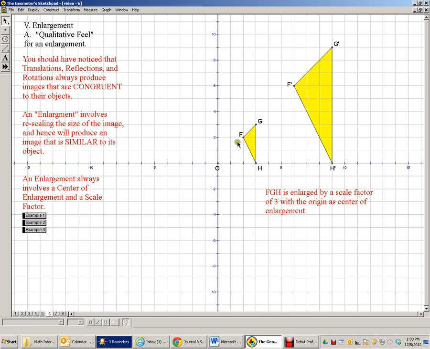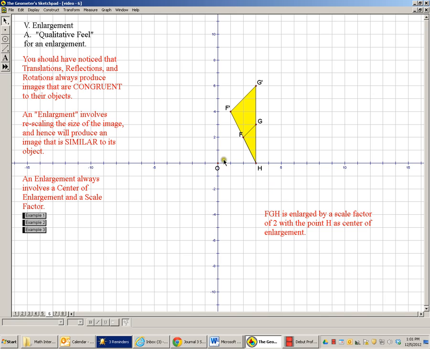So for instance, from O to F, it's like 2 diagonals, 1, 2. We would expect O to F prime to be 6 diagonals, 1, 2, 3, 4, 5, 6. Sure enough, the distance from O to F prime is 6. The distance from O to F is 2. The distance from O to F prime is 3 times as far as the distance from O to F. The distance from O to G is 1, 2, 3 diagonals, so O to G prime should be 9 diagonals. 1, 2, 3, 4, 5, 6, 7, 8, 9. Sure enough, it is. Okay, so that's one example.